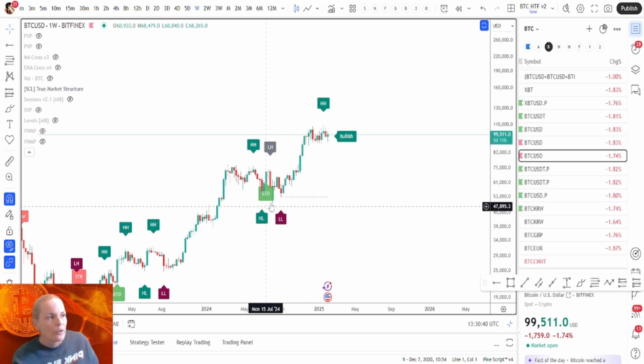But again, like I say, it's not necessarily that easy. For example, in here, you've got a higher high and a higher low, but then you've got a lower high and a lower low. So do you turn bearish at that point?